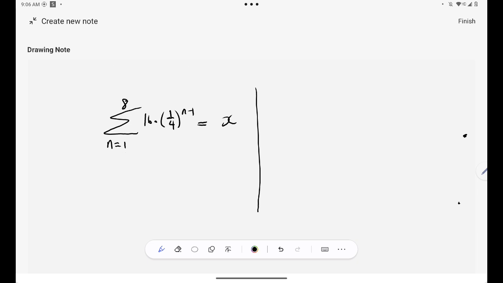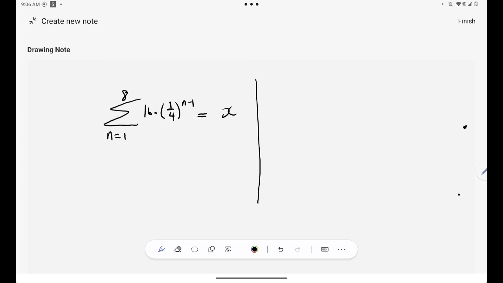Simple as that. And then if you want to represent it as sum to infinity, you can say n is 1, put infinity there, put 16 times 1 over 4, and then this will be what? 64 over 3. Right, together. This is how you represent your sum in sigma notation.